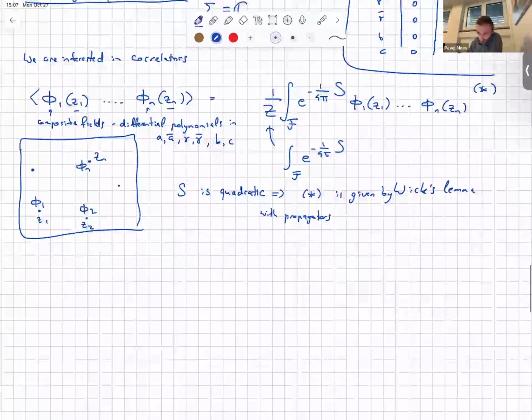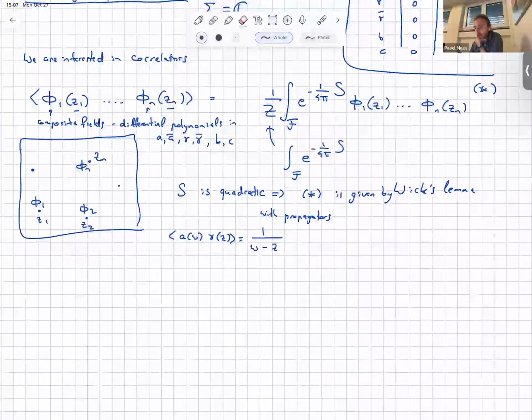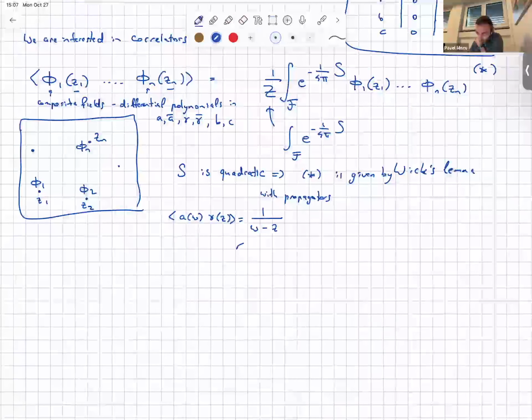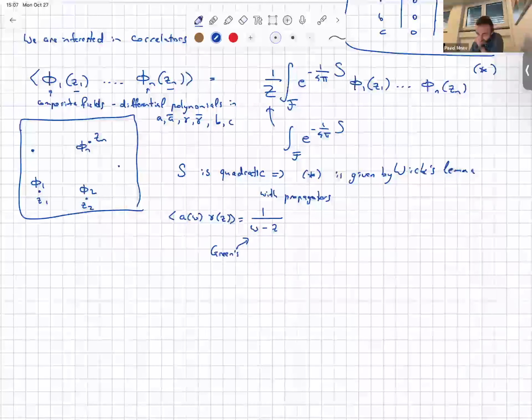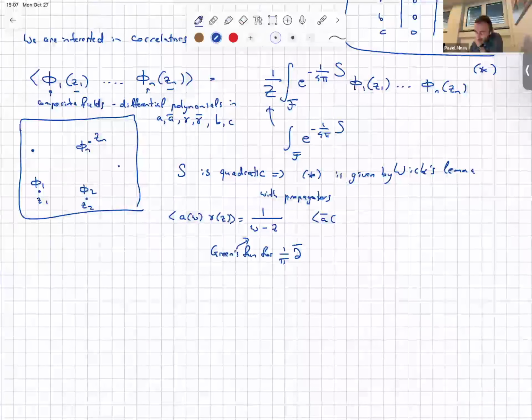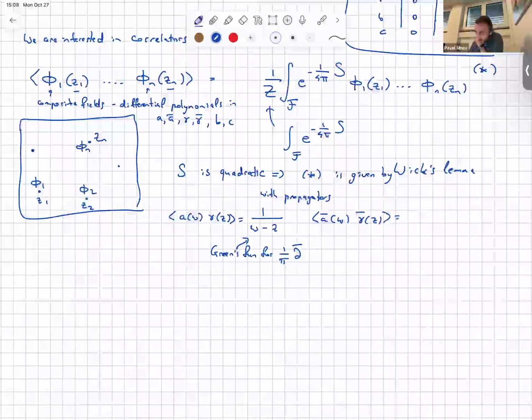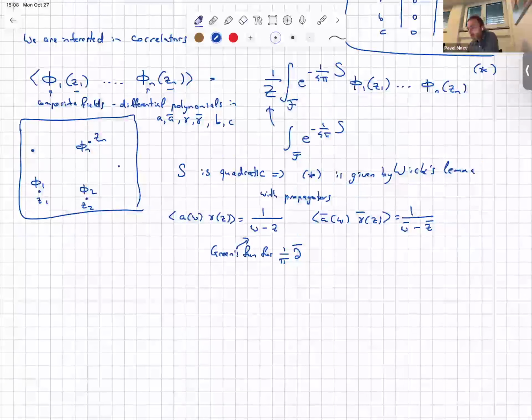And the propagators are the following. So the propagator between A at the point W and gamma at the point Z is 1/(W minus Z). And this is the Green's function for the Dolbeault operator, or maybe 1/pi times the Dolbeault operator. So the propagator between A bar and gamma bar is 1/(W bar minus Z bar). And similarly, this is the Green's function for the anti-holomorphic Dolbeault operator.